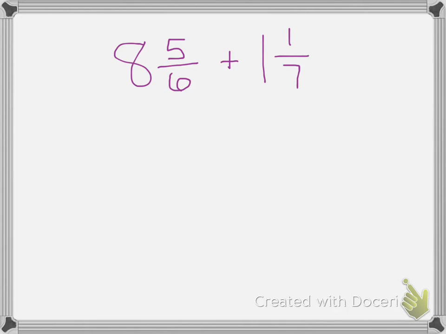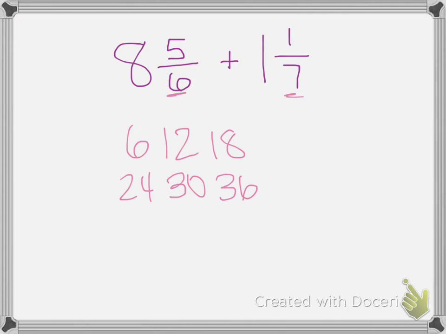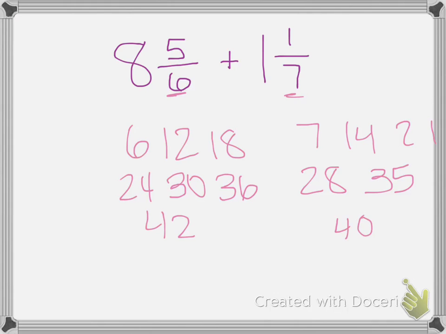Number 1 is 8 and 5/6 plus 1 and 1/7. So if we look, we cannot do it because we have 6 and 7, so we have to list our multiples. 6, 12, 18, 24, 30, 36, 42. For 7, we have 7, 14, 21, 28, 35, 42. So if we look, 42 is our common denominator.